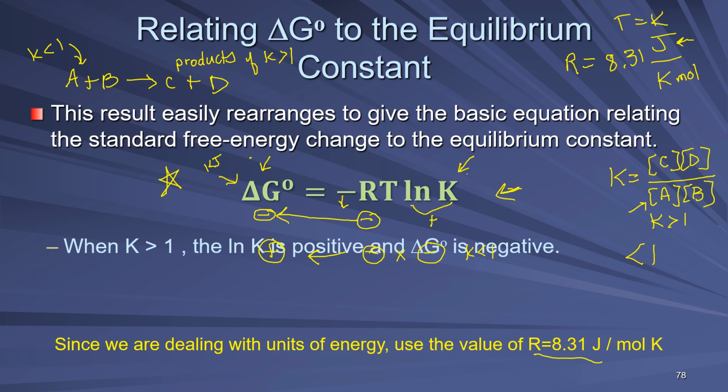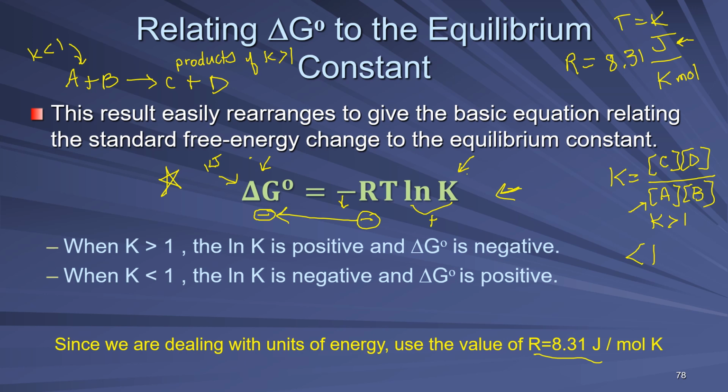So let's see, maybe I can erase some of this so that you can see the words there. Okay, so again, when K is greater than 1, natural log of K is positive, delta G is negative. If K is less than 1, the natural log of K is a negative number, so delta G will be a positive number. So just what I got through saying. Now we can use one to solve for the other.